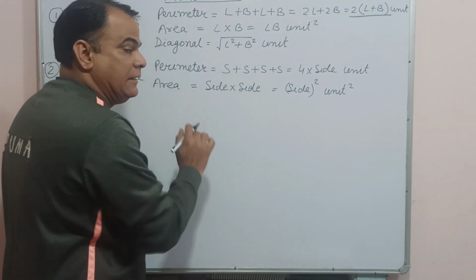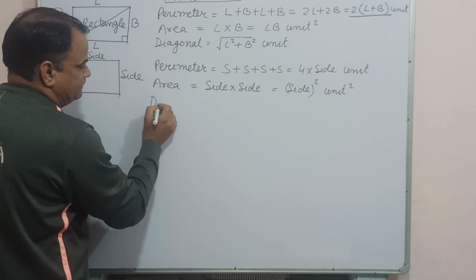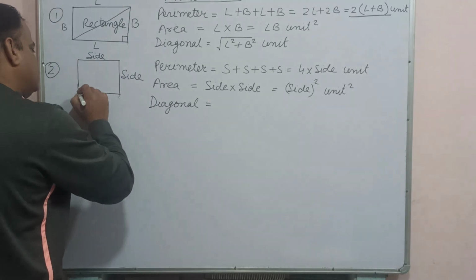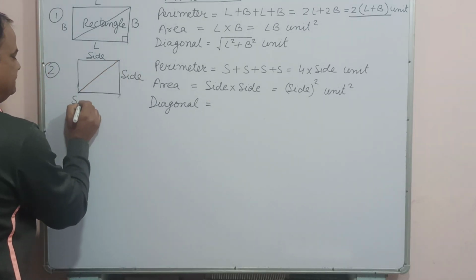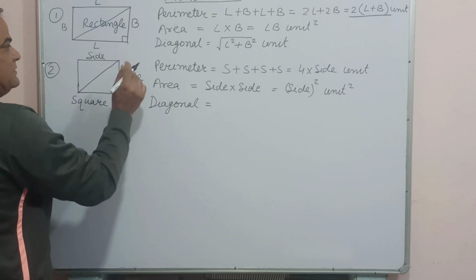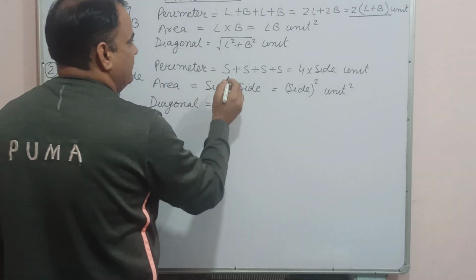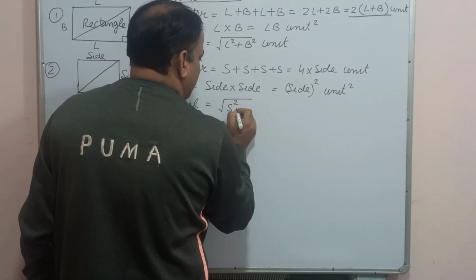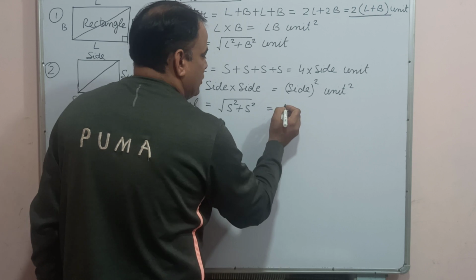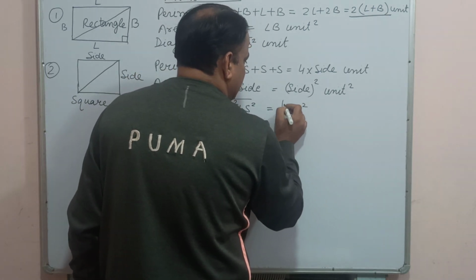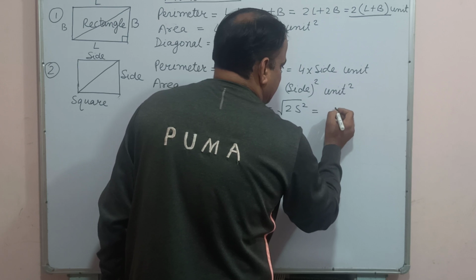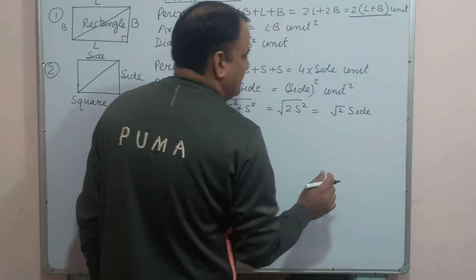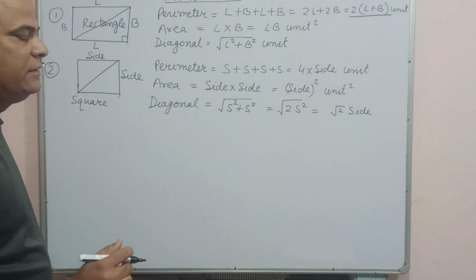Because it is area. Now diagonal. Diagonal of a square. This is the diagonal. And same as in rectangle, the diagonal will be square root of L square plus B square, means S square plus S square. There is 2S square in the square root. By solving that, there is root 2 into side. This is the value of diagonal of the square.